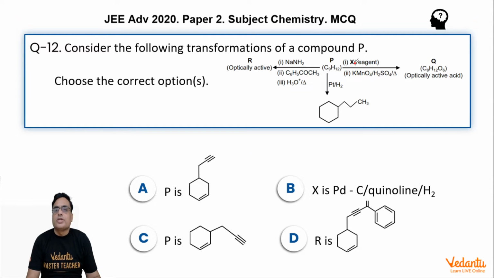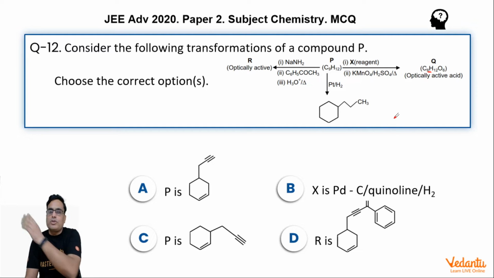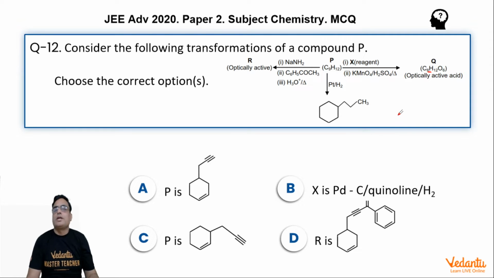When this P is treated with reagent X followed by KMnO4 in acidic medium and heating, we get Q, which is one carbon less. That means KMnO4 breaks the multiple bond in such a way that one free carbon is lost and 8 carbons are intact, maybe part of the ring and side chain, right? And 6 oxygens are introduced. That means 3 COOH groups are formed. Understood? Are you getting the point?